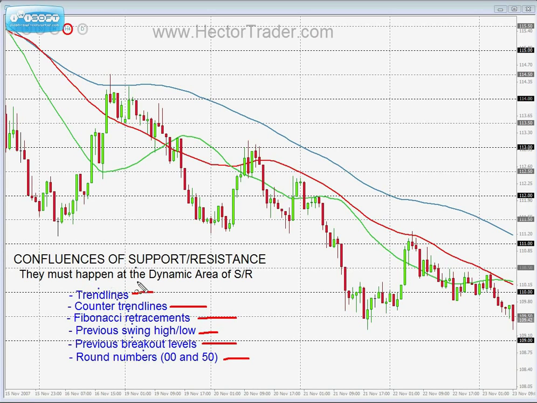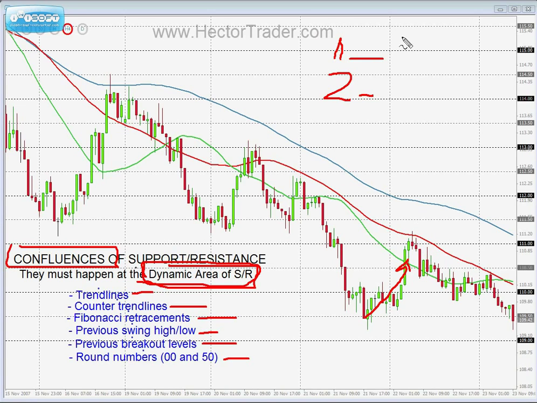All of them around within the dynamic area of resistance. That means that, in my opinion, in order to search for an entry, I must have two conditions. Firstly, I must have a pullback to the dynamic area of resistance, and second, I must have a confluence around that dynamic area of resistance.